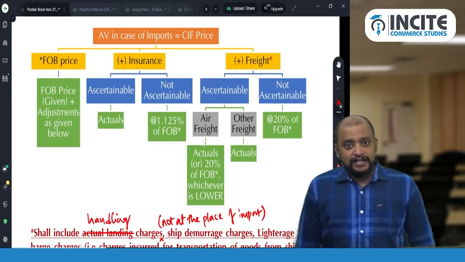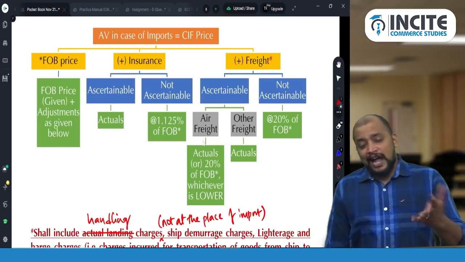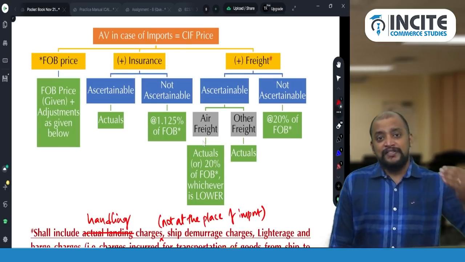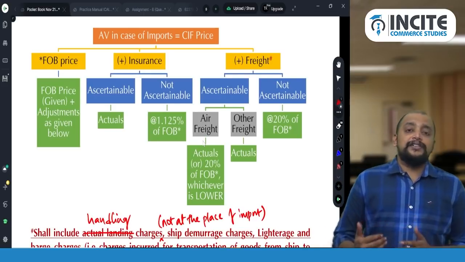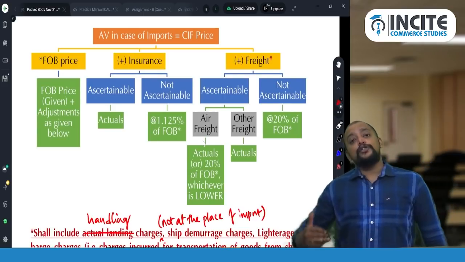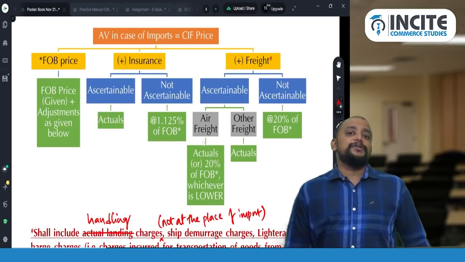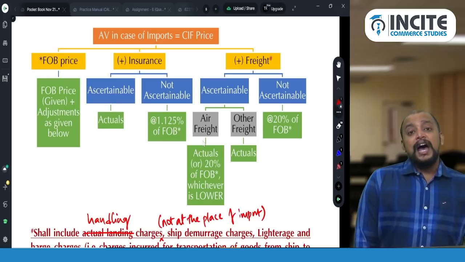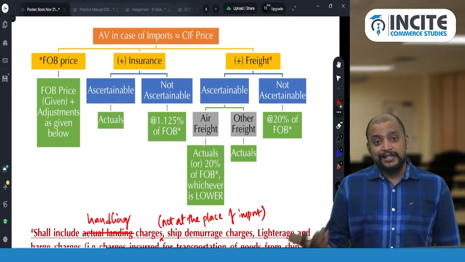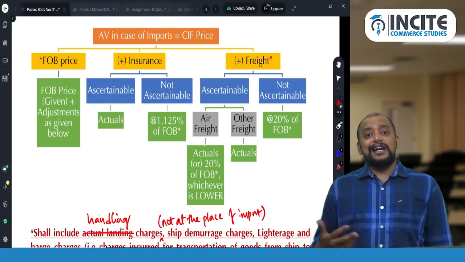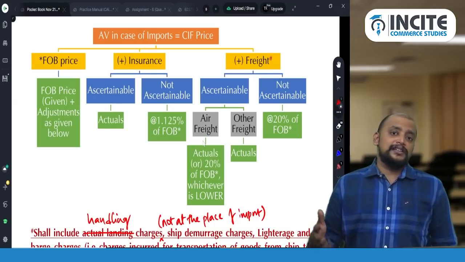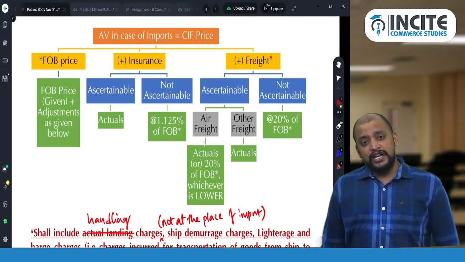If it is air freight and ascertainable, yes, take actuals or 20% of FOB, whichever is lower, because the air freight is restricted to 20% of FOB. You cannot go beyond 20% of FOB. So due to that reason you take actuals or 20% of FOB, whichever is lower. And suppose it is not ascertainable or it is other freight that is not ascertainable, then you will be taking 20% of FOB.